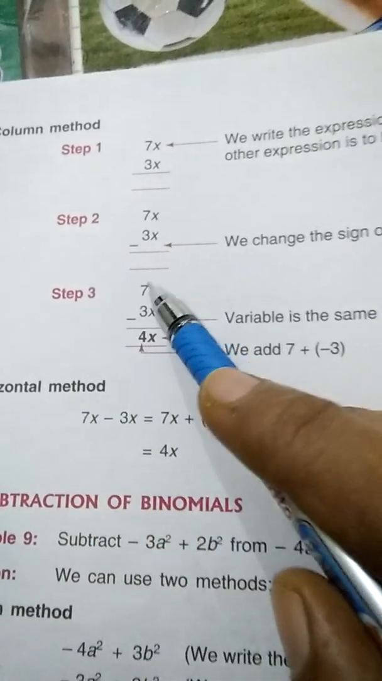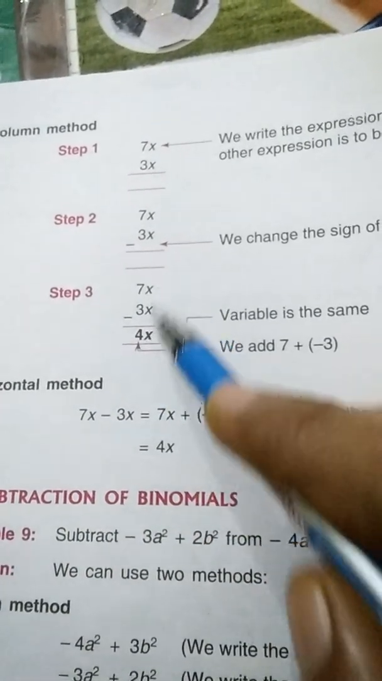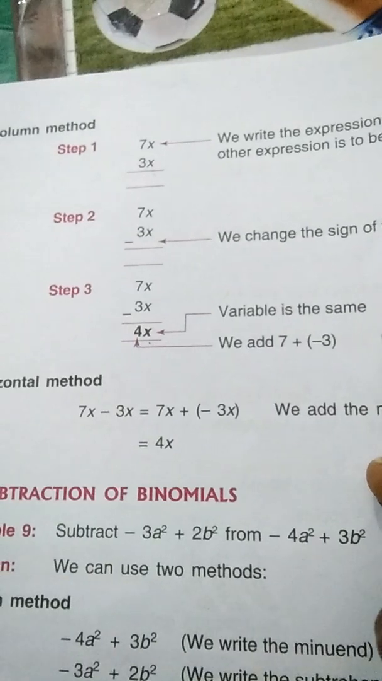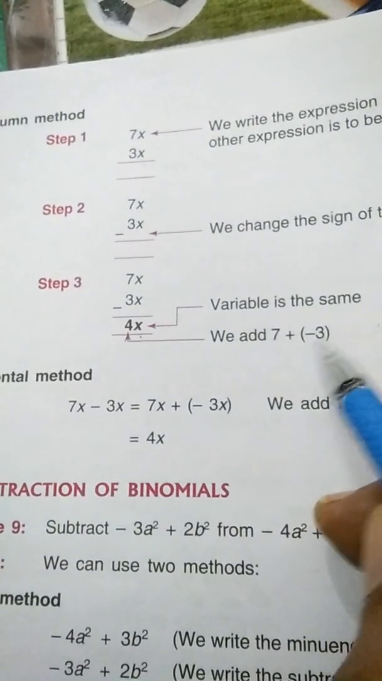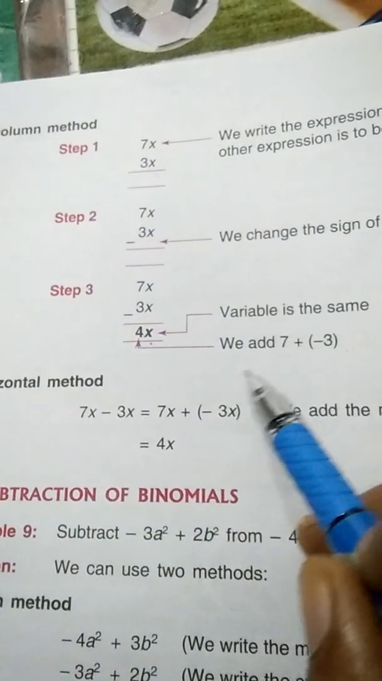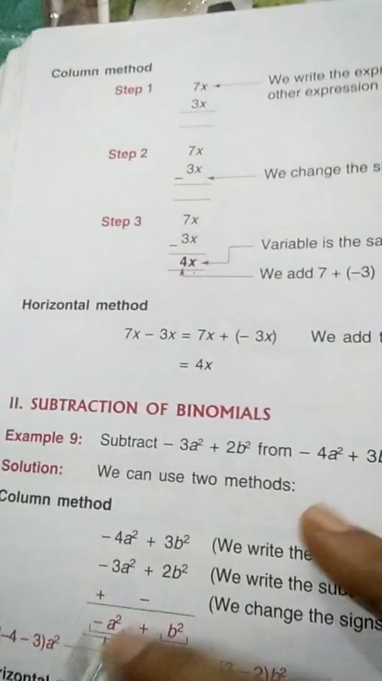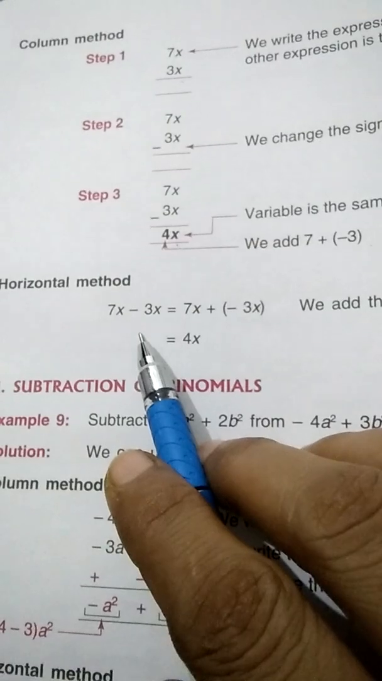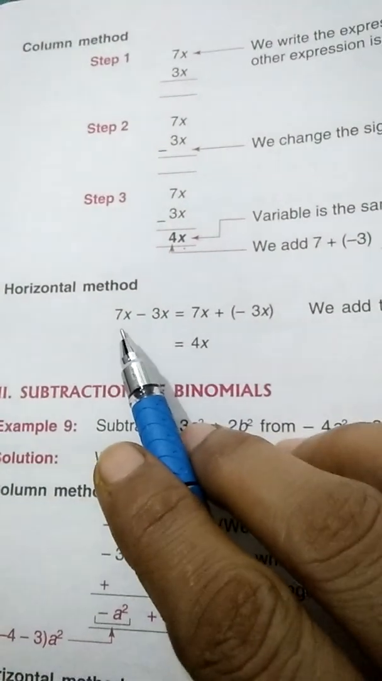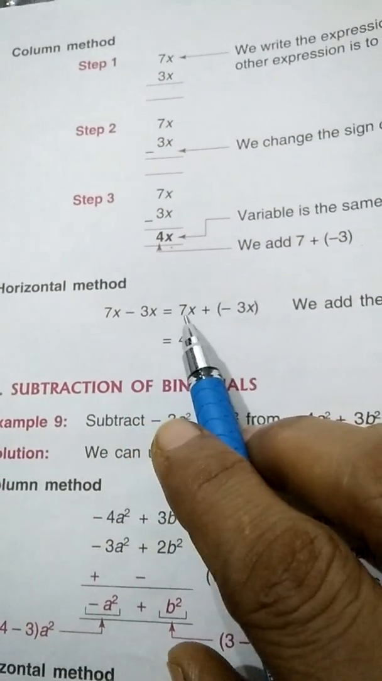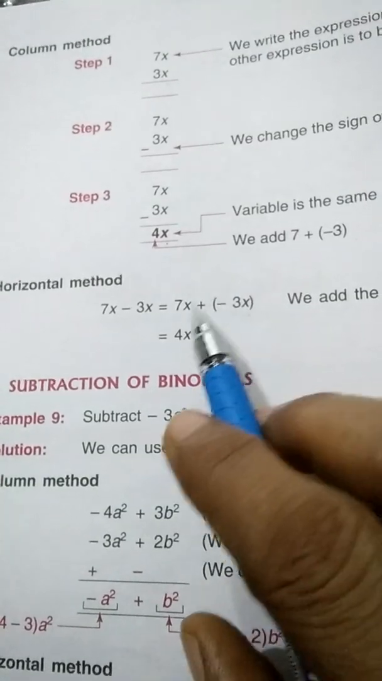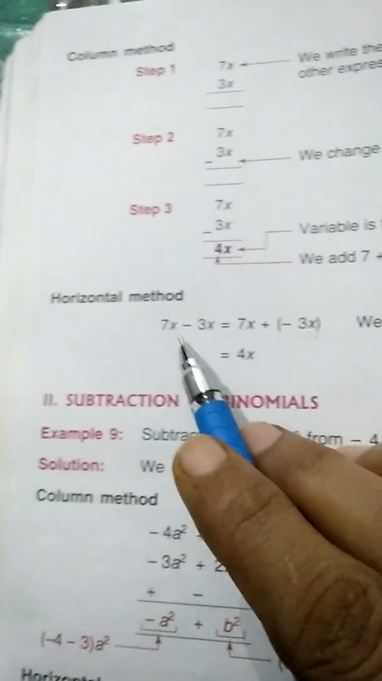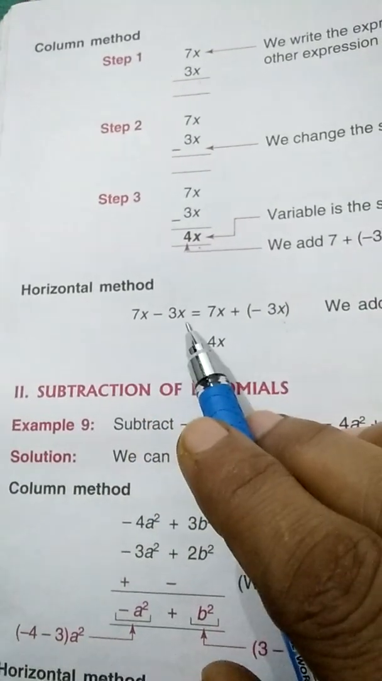Then step 3, 7 minus 3 is 4 and x as it is. The variable is the same. We add 7 plus minus 3, 7 minus 3, that is 4. Second is the horizontal method. We write the numbers horizontally. Then 7x minus 3x, 7x plus minus 3x. We need not write it like this. We can directly subtract 7x minus 3x. 7 minus 3 is 4.